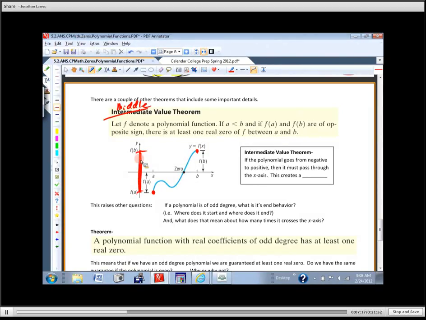Now the most important part of that is if this one's negative and this one's positive, in order to go from negative to positive, what point do we have to hit? We've got to hit 0. Somewhere in between there, we've got to hit 0. So if we go through the x-axis, that produces, I should have put an, x-intercept. And that's really what we're after. We want to find intercepts.